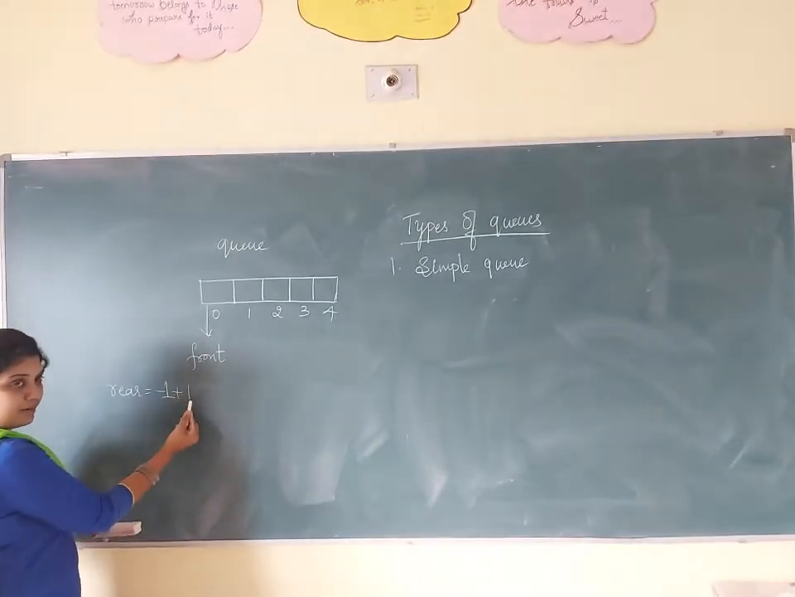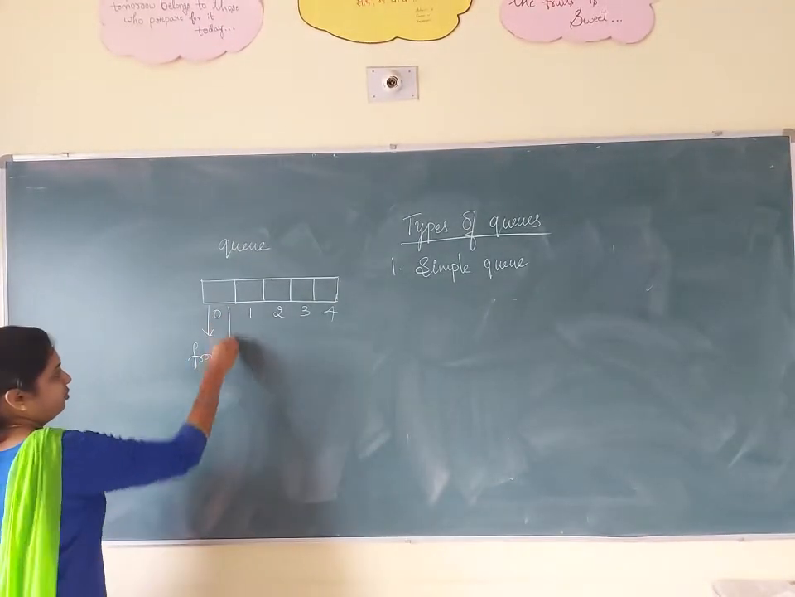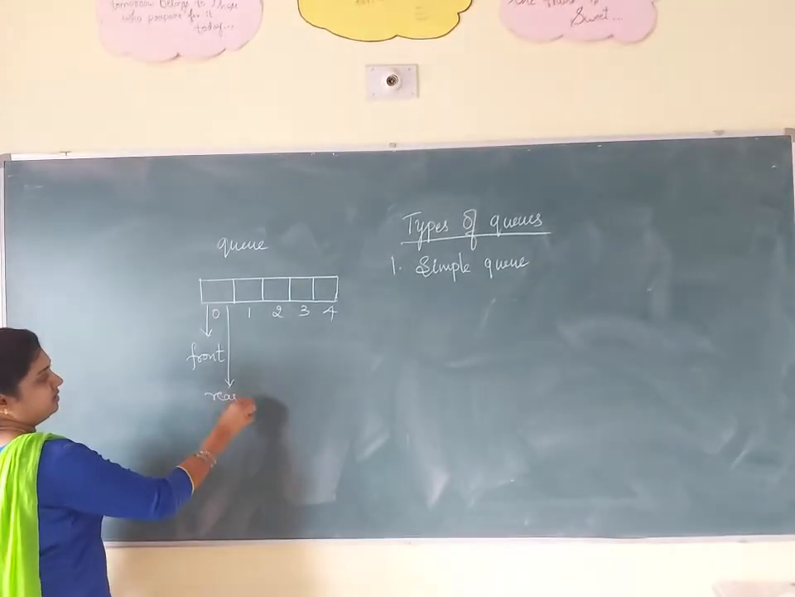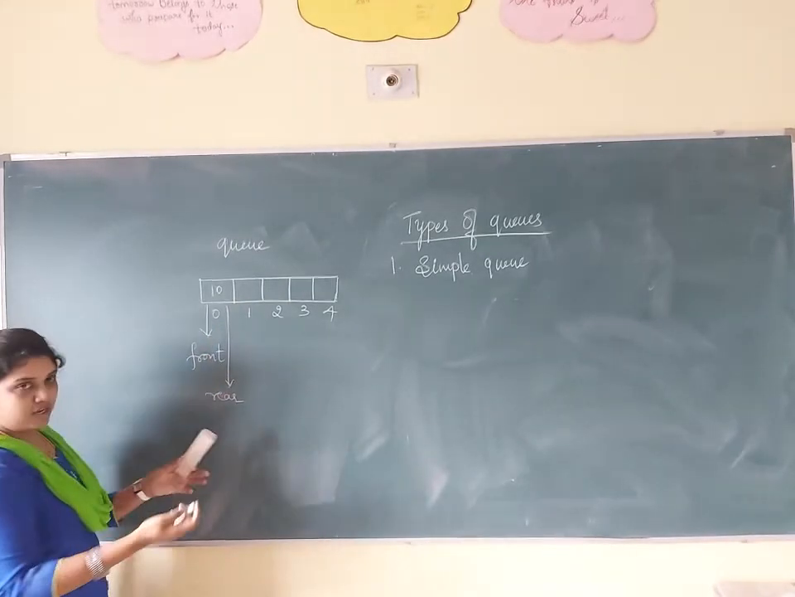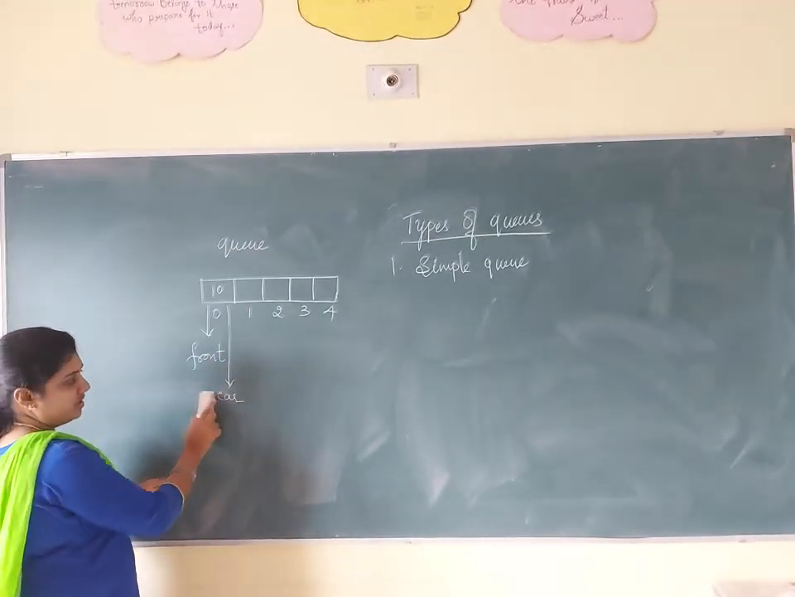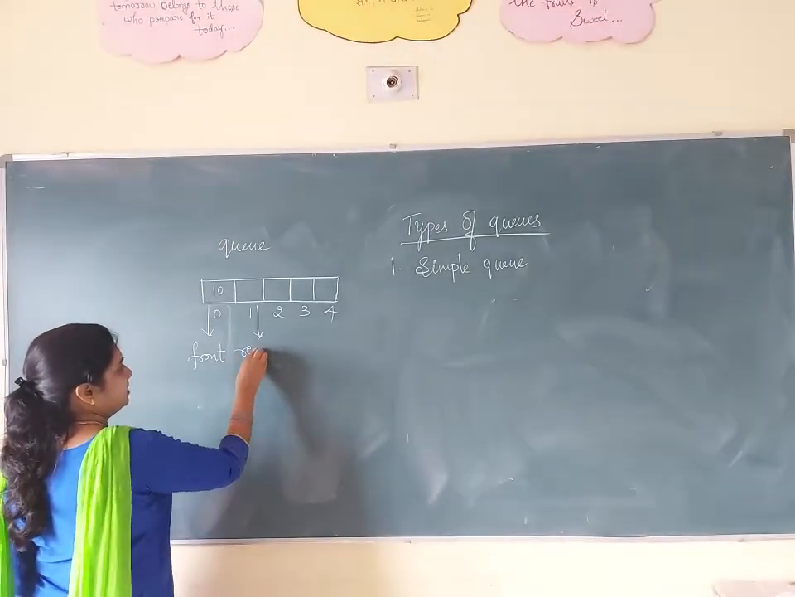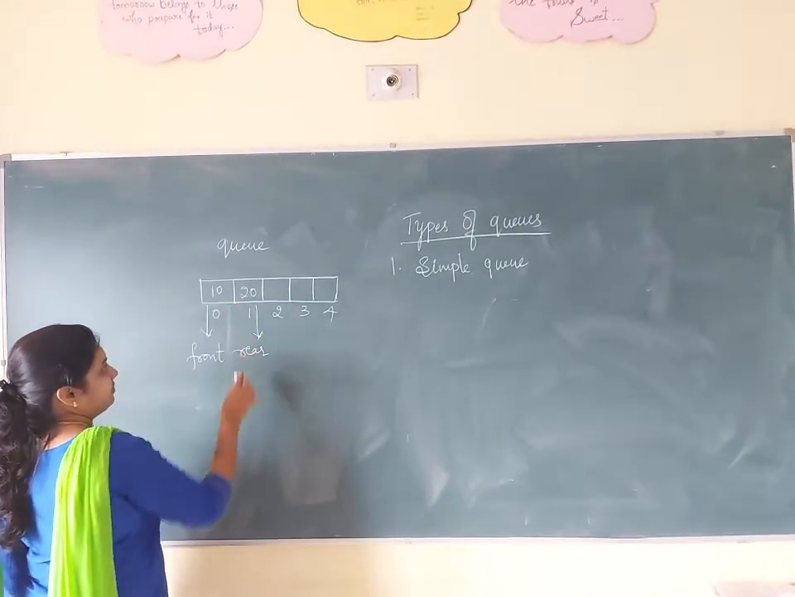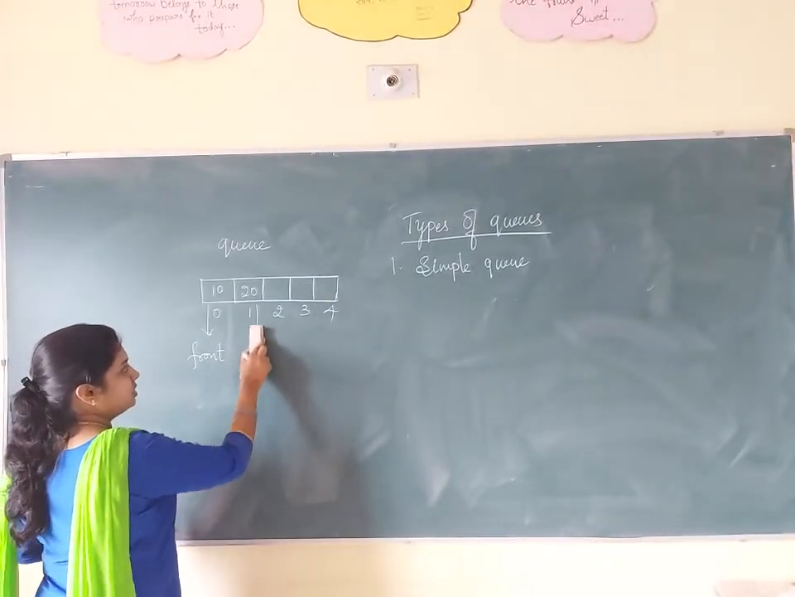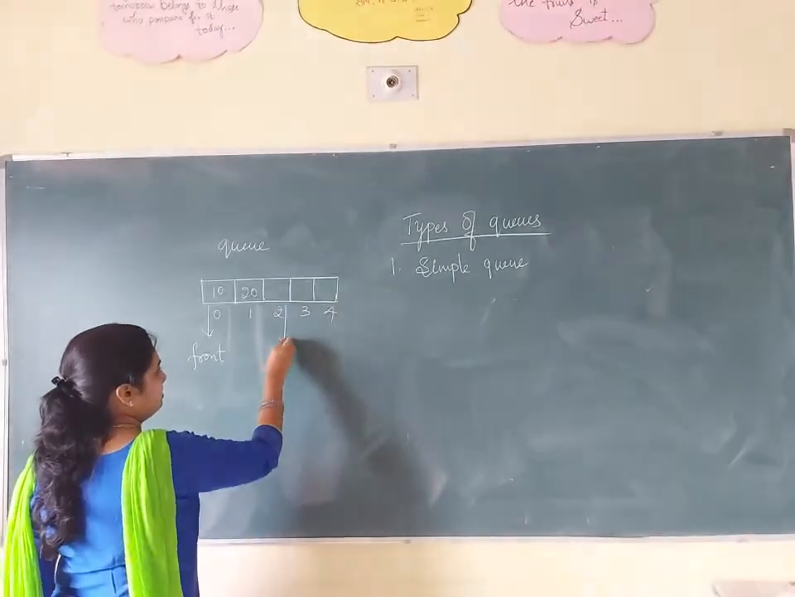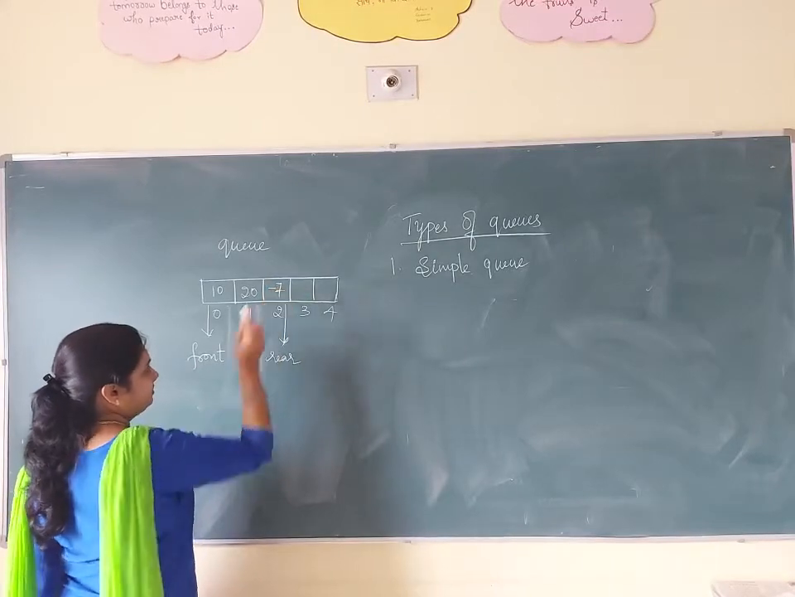If you increment, you get 0. Now the rear is pointing to 0, and you insert the item 10. Again, to insert one more element, increment rear, 0 plus 1, so the rear is pointing here. You insert 20. Again, one more item: increment rear, 1 plus 1, you get 2. Now the rear is pointing to location 2.